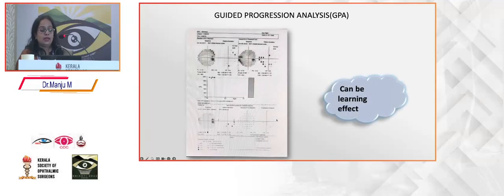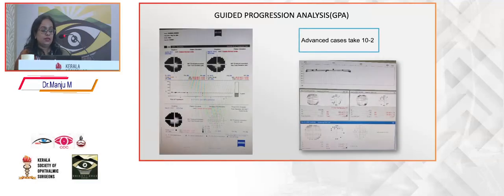And there can be a learning effect. In this patient, the final visual field is better than the previous one. It can be due to learning effect. So it's better to negate the learning effect before taking the baseline visual field. And in patients with advanced field defects, it's always better to do a 10-2 field.